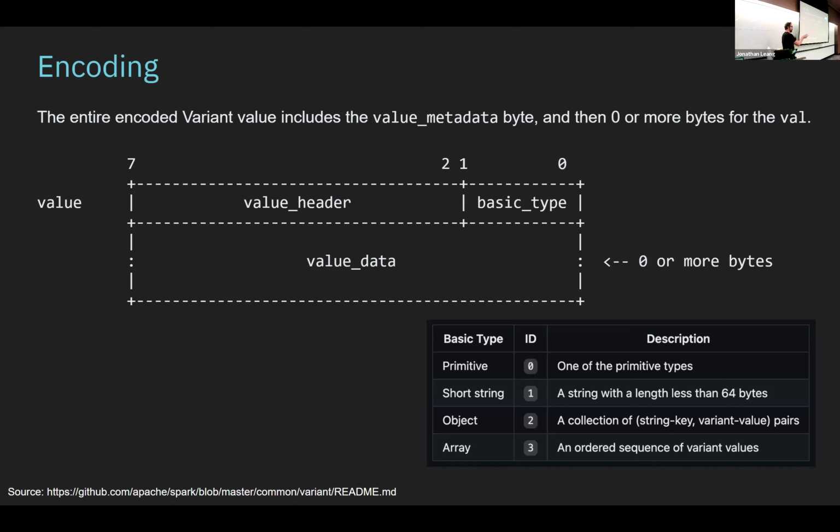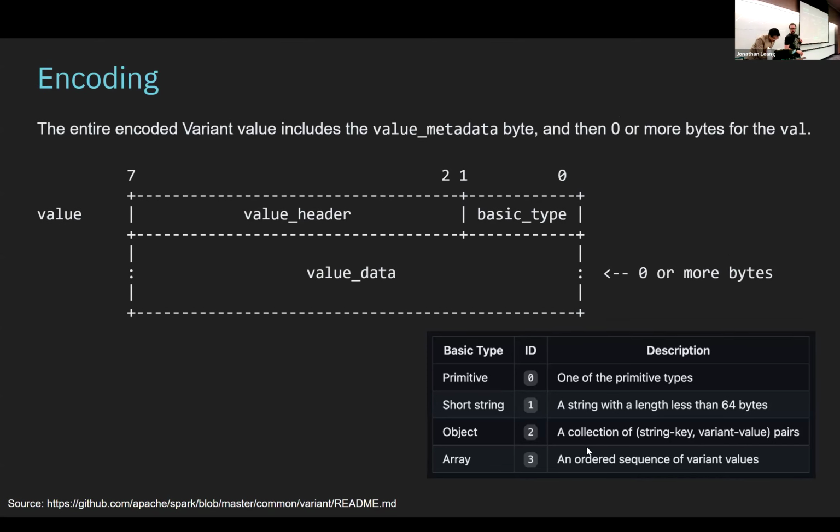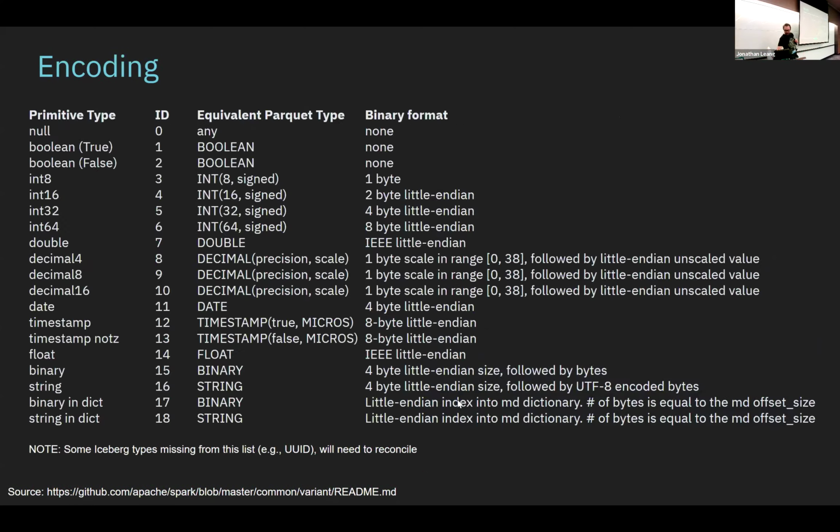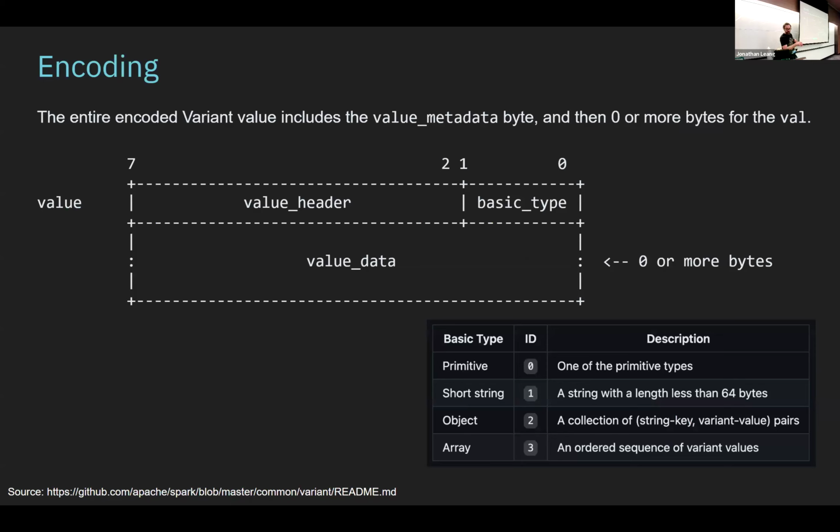And so what you end up with is this metadata section that gives you the dictionary of the field names that can be in there, and then you've just got basically a list of all these values after that.